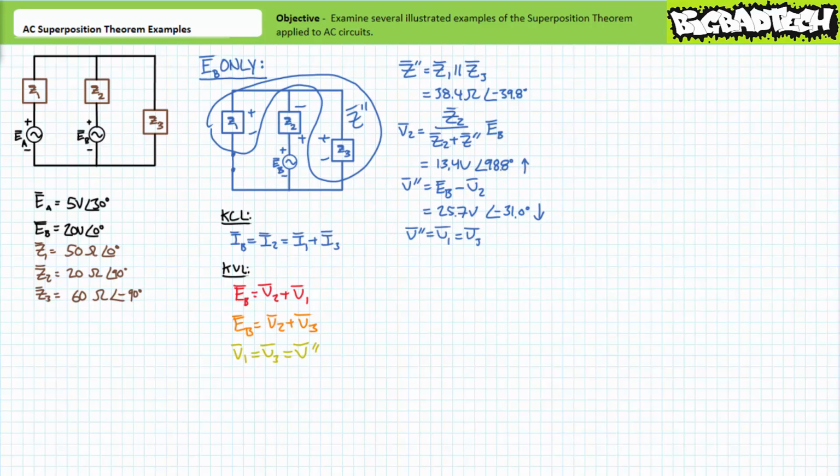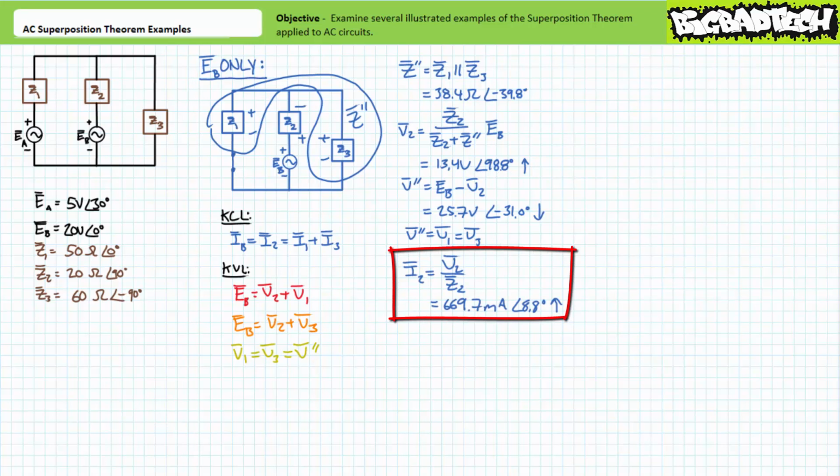Given our combined impedance Z double prime is the parallel combination of impedance elements Z1 and Z3, it can be said V double prime equals V1, which equals V3. Voltage across elements in parallel is the same. Let's now take a look at current. Application of Ohm's law demonstrates that current through impedance element Z2 is 669.7 milliamperes at an angle of 8.8 degrees, traveling bottom to top.